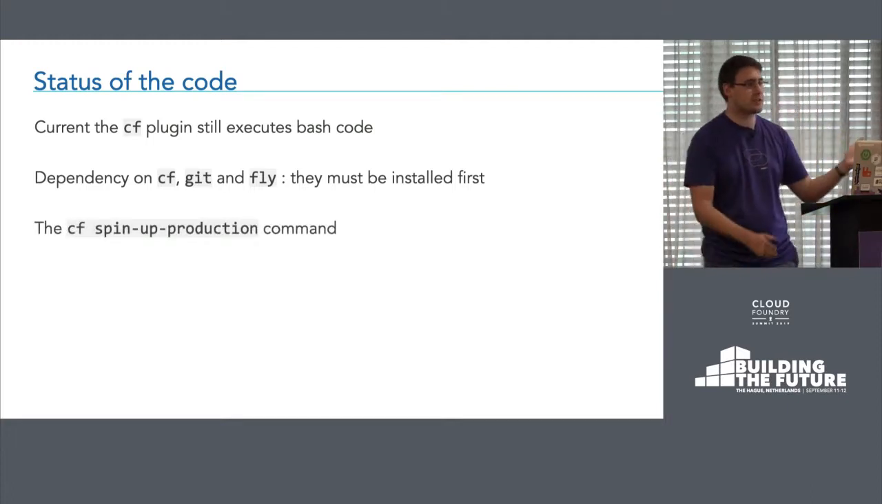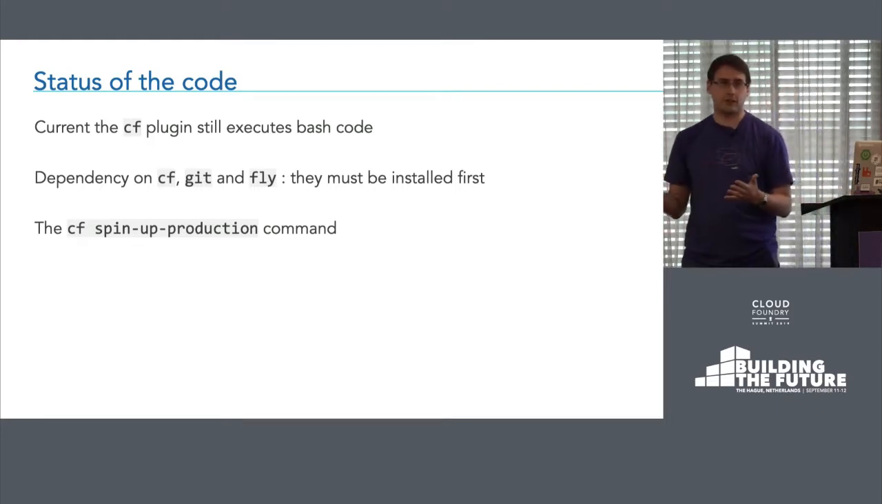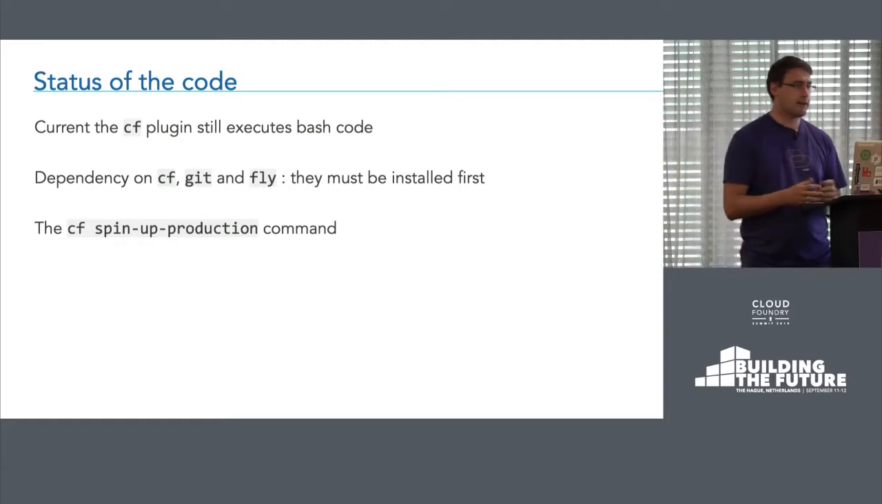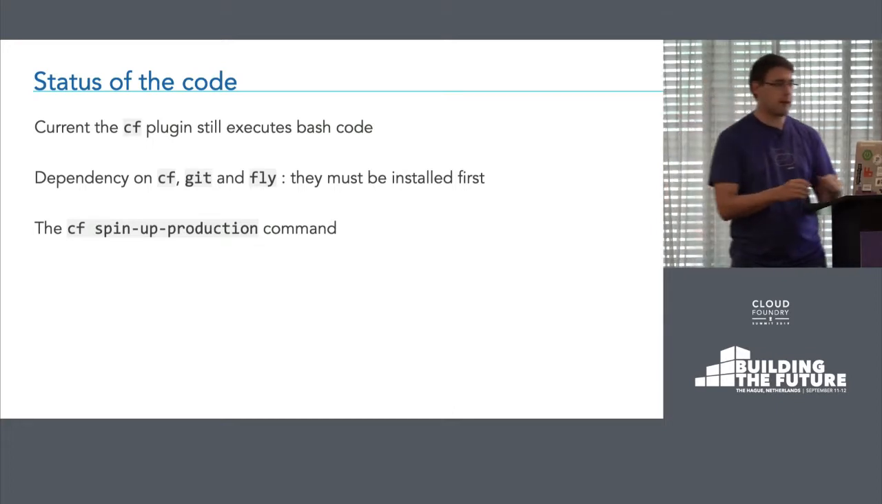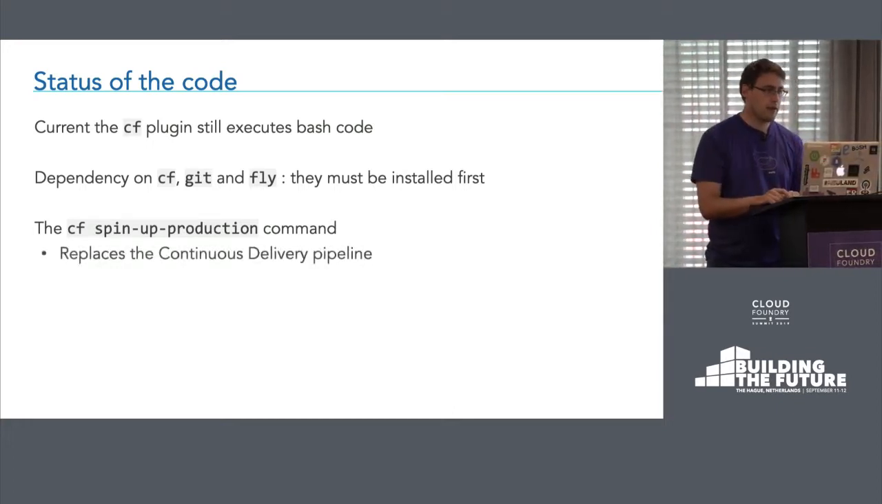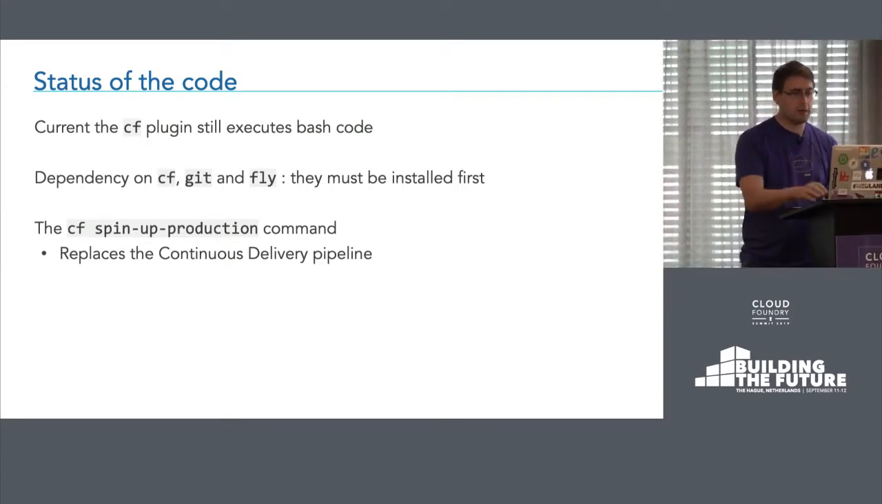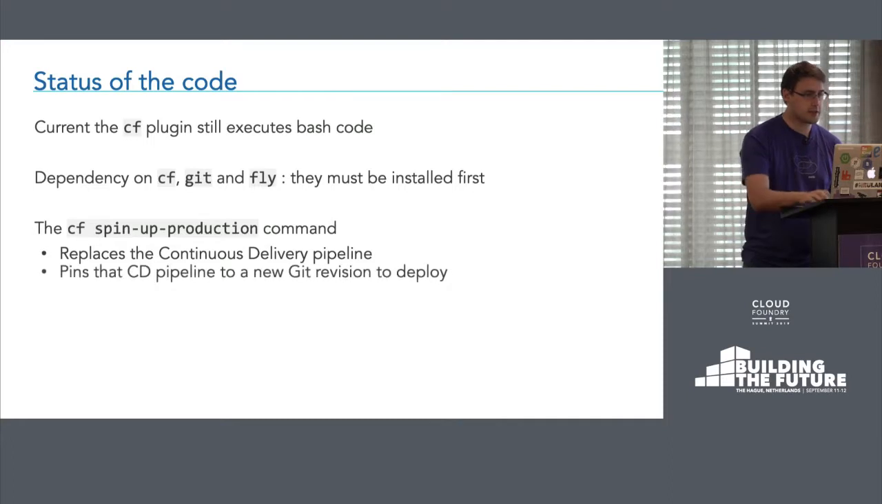The spin up production command is at some point ridiculous at the moment because it makes prod. But in the real world, you would have several different stages in your production cycle. So we would have maybe something like an integration stage, some pre-prod stage or something. And so we need some better way, like spin up next stage and give a name to it or something. And replace the continuous delivery pipeline we have at the moment because it's a little bit not working with a transactional model between stages and the pinning to this Git revision.